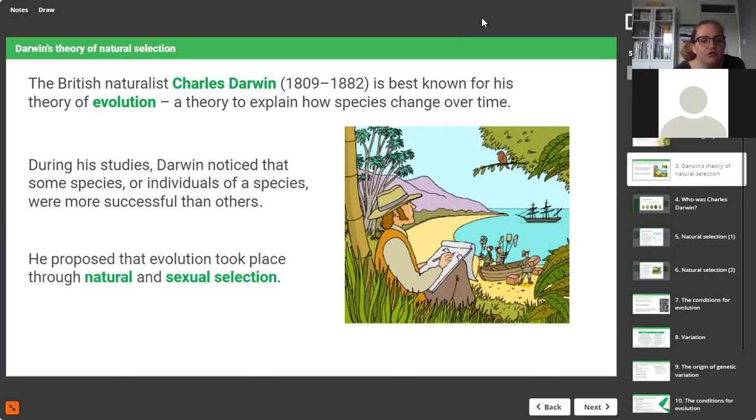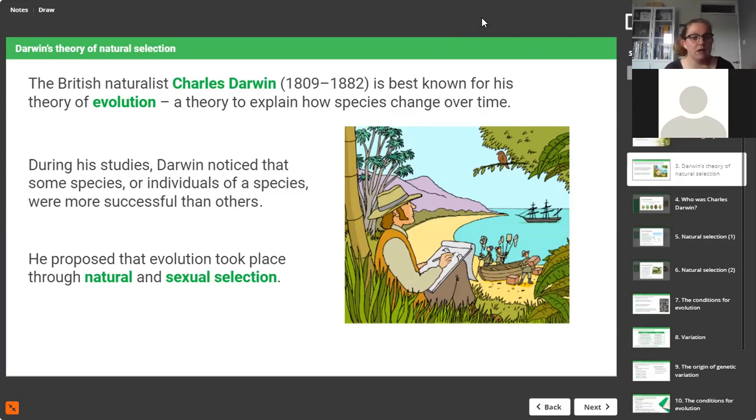He proposed that evolution took place through natural selection and sexual selection. Now, that's really important that we actually have both included there. Now, we basically categorize them into one and call it natural selection. The fact that we have sexual selection in there is actually really important, because that always poses part of these answers for natural selection. So basically, it's the idea of survival of the fittest. The fittest animal will survive.